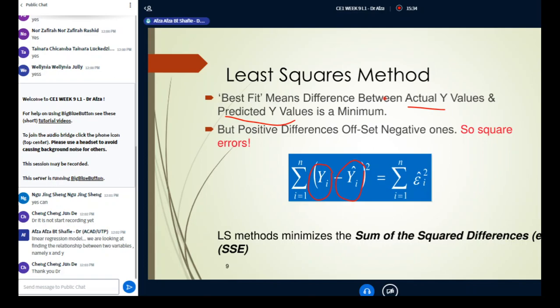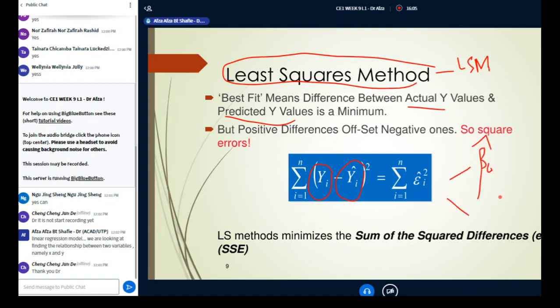Okay, so the LSM is just looking at the difference between the observed and the predicted, and making sure that this is minimized. So based on this technique, we will get from here what is the beta naught hat and what is the beta 1 hat. So we'll do the mathematics behind it, then we will come up with the beta naught hat and the beta 1 hat.